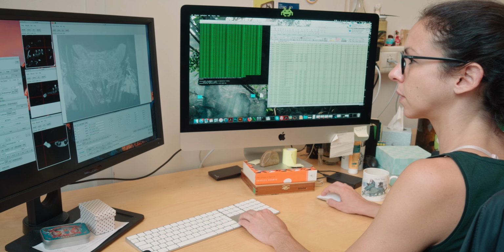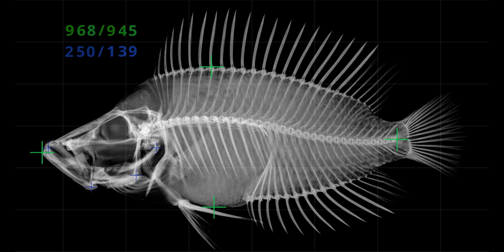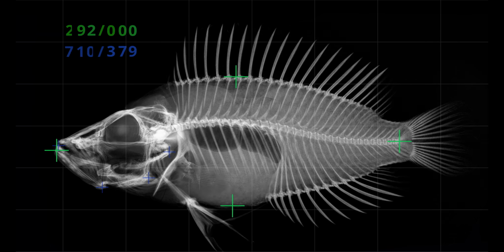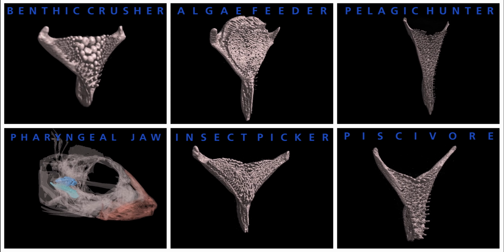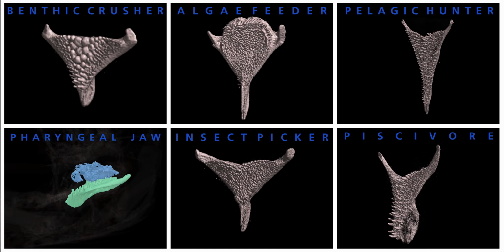Finally, we used microcomputed tomography scanning to study morphological evolution in cichlids, focusing on the overall body shape and the pharyngeal jaw apparatus. This bony structure is situated in the pharynx of cichlids and is adapted to processing different food types.